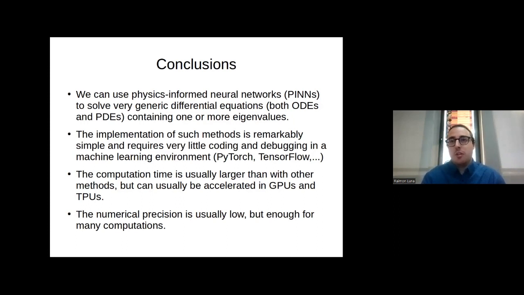Okay, then the drawbacks are the computation time is larger than with other methods. I mean, usually if you compare this to a spectral method or even to Leaver's method, you get the modes in, say, less than a second. In this case, it takes a couple of minutes. But if the network is large enough, you can accelerate and parallelize this in a GPU or in a TPU, these processing units that are routinely used for machine learning, and there are actually even clusters of these.